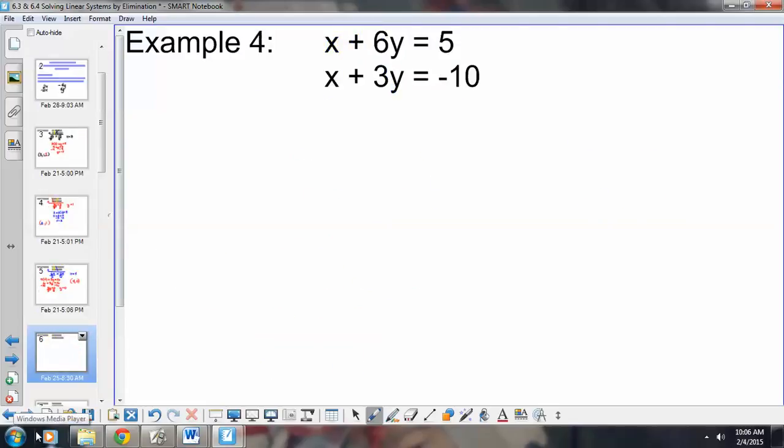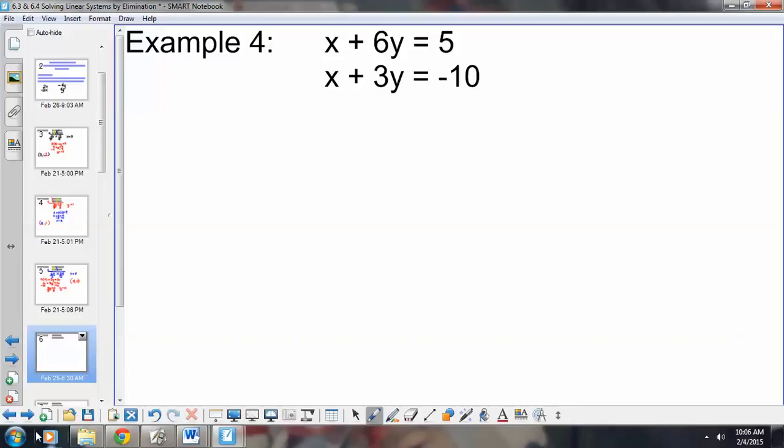Example 4. Can we use elimination? No, we don't have opposite terms. We don't have additive inverses. I could use substitution, but I want you to use elimination here. So are there any thoughts as to how we can make opposite terms? Jess? Divide one of the equations by negative 1. Very good. We could divide one of the equations by negative 1.